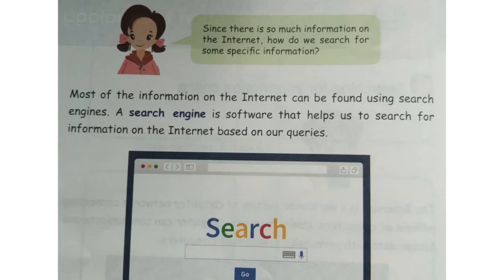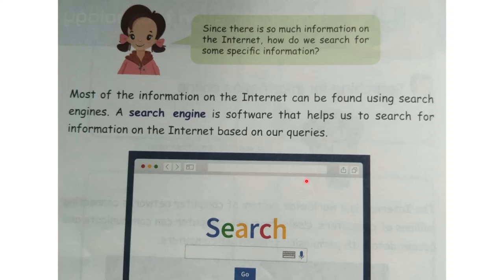Since there's so much information on the internet, how do we search for some specific information? Specific means the exact one that you want, okay? So not just any dog, but my specific dog. Most of the information on the internet can be found using search engines. A search engine is software that helps us search for information on the internet based on our queries. Well, when we say it helps us search for information, it searches for web pages with that information in it, which is very slightly different, but is a distinction I would make.